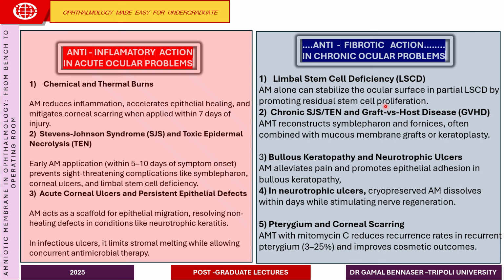and also in chronic Stevens-Johnson syndrome or graft versus host rejection, in bullous keratopathy and neurotrophic keratitis. All these chronic problems are characterized by a very active fibrotic pathway in which the fibroblast will be converted to myofibroblast. Now, the dichotomous role of the amniotic membrane plays a role in damping the fibrotic pathway in these cases.